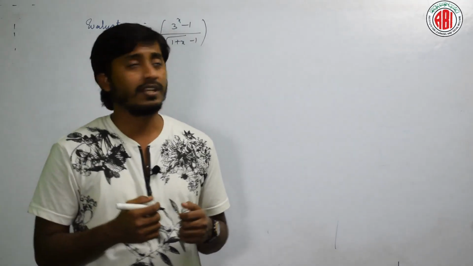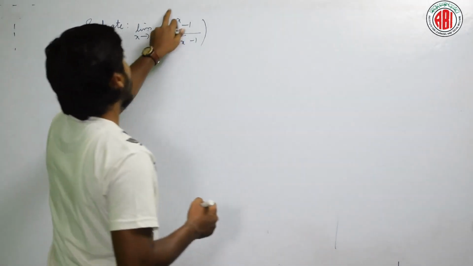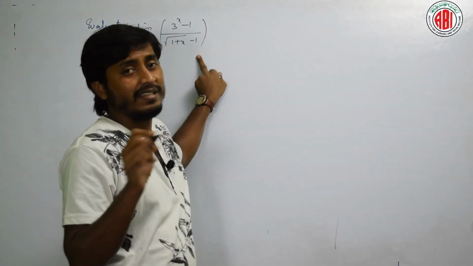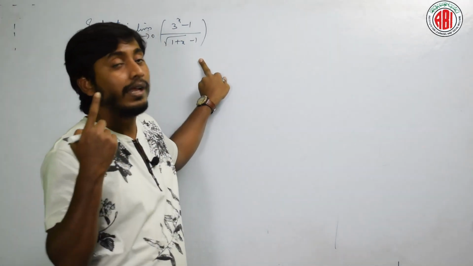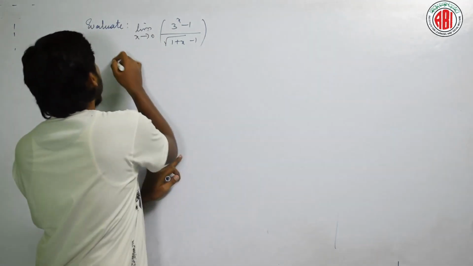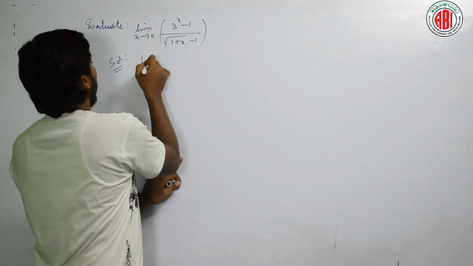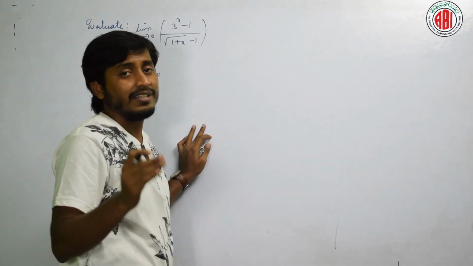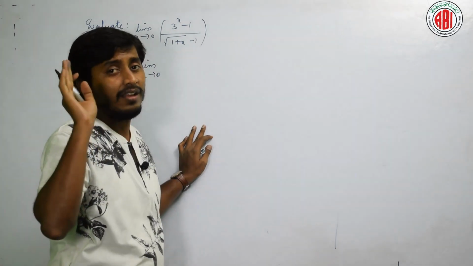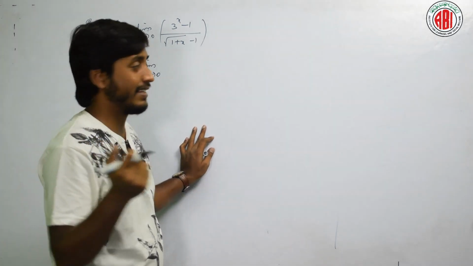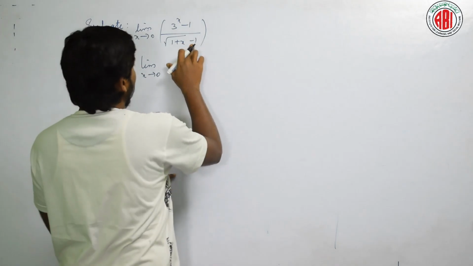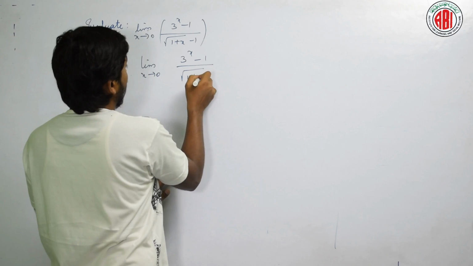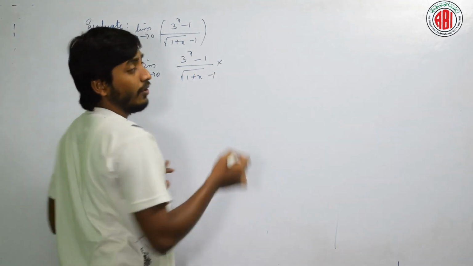Yes? Check the next question here. Limit x tends to 0 (3 power x minus 1) by (under root 1 plus x minus 1). What did I tell? Whenever we see a root in the denominator, we have to rationalize it. How do we rationalize? Hope you are specialists in rationalization, right? You would have studied this kind of rationalization in our 8th or 9th class. Whenever there is minus, we have to multiply it with the plus term. Yes, hope you remember.